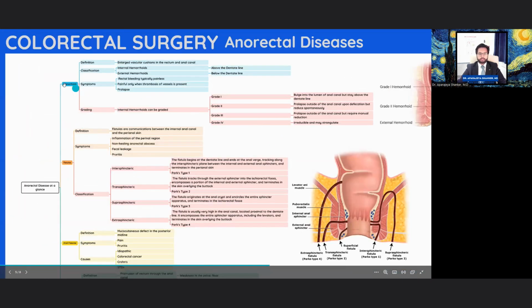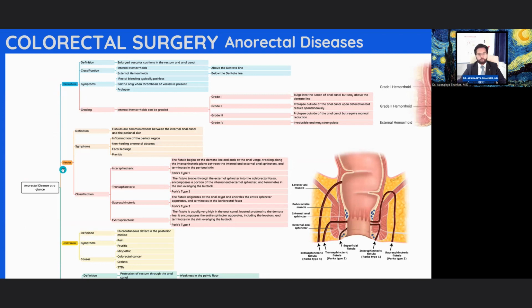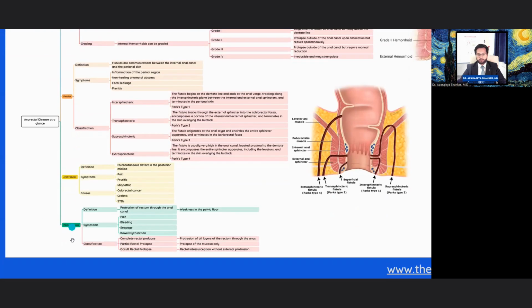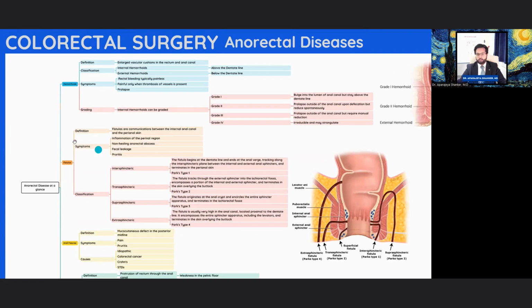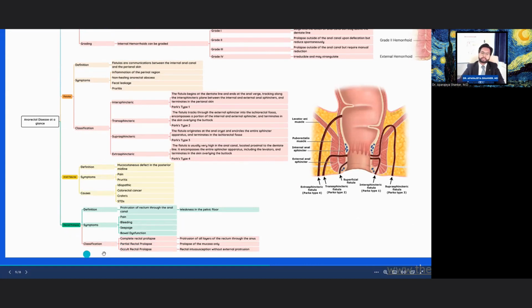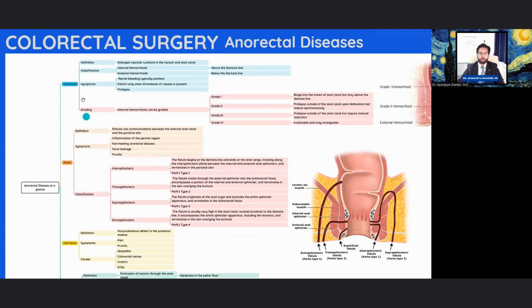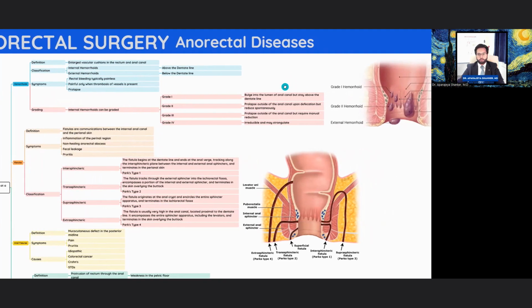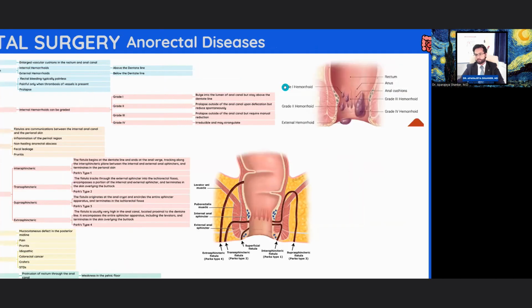Now, anorectal diseases, basically, we have hemorrhoids, fistulas, anal fissures, and rectal prolapse, right? Now, in all of these conditions, you need to know the classification system for your exam. Whatever you do, please write the classification system. If you can't remember the surgical management, write the classification system, right? Now, for hemorrhoids, we define them into two types: internal and external hemorrhoids, right?